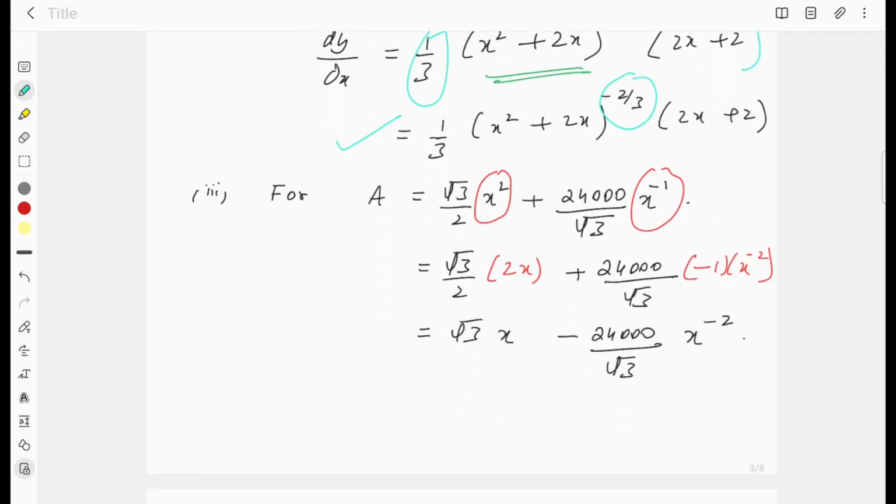Another case, suppose there is another expression in case number 3. Suppose a, variable a, is root 3 over 2 x squared plus 24,000 over root 3 times x raised to the power minus 1. Now when I take dA by dx, I will only take the derivative of x squared, since root 3 over 2 is a constant number, so it remains as it is. Derivative of x squared: power comes first, power minus 1, is 2x. This constant number remains as it is, 24,000 over root 3. I will take the derivative of x raised to the power minus 1, power comes first, power minus 1, so this will become minus 1 multiplied by x raised to the power minus 2. On simplification, you get this as your answer.